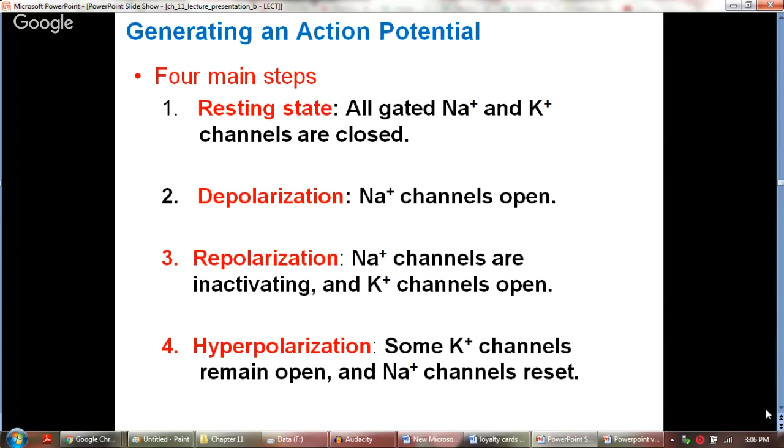Repolarization, the sodium channels are inactivating and the potassium channels are open. And hyperpolarization, some potassium channels remain open and sodium channels start to reset.